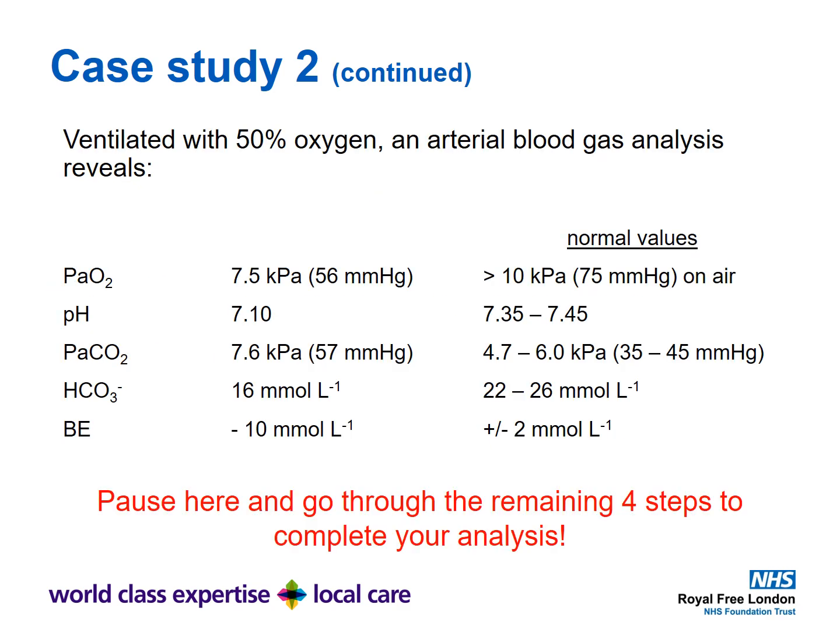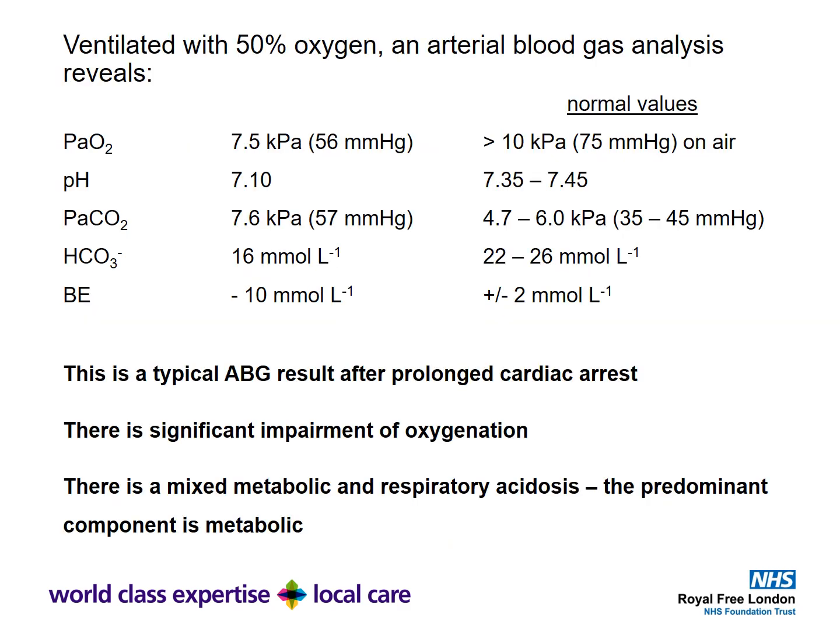So let's look at the blood gas now. So the patient is ventilated with 50% oxygen. An arterial blood gas analysis reveals the figures. Pause here, go through the remaining steps to complete your analysis about what you would expect. So these are the numbers. So he obviously has a significant acidosis here. This is a typical ABG result after prolonged cardiac arrest.